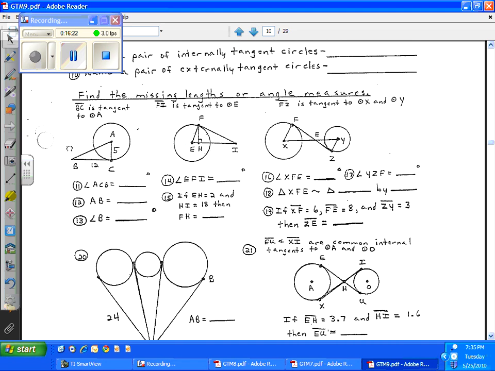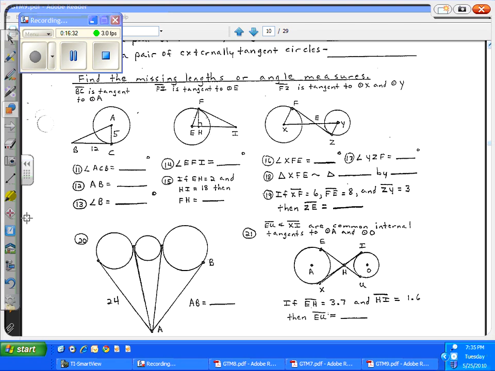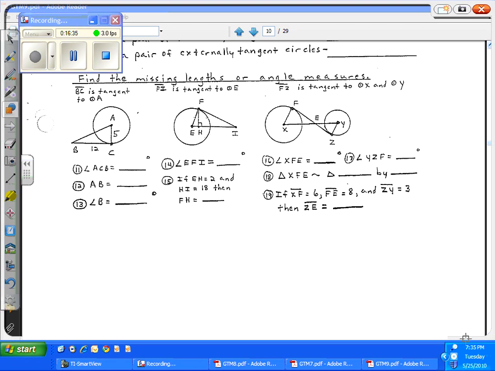Okay, find the missing lengths and the angle measures. I'm going to slide that up just a little bit more, and I'm going to white out the bottom so we can have some room to work. It says BC is tangent to circle A. Well, if BC is tangent to circle A, C is our point of tangency, A is the center. If a radius is drawn to a tangent, then it is perpendicular to the tangent line at the point of tangency.